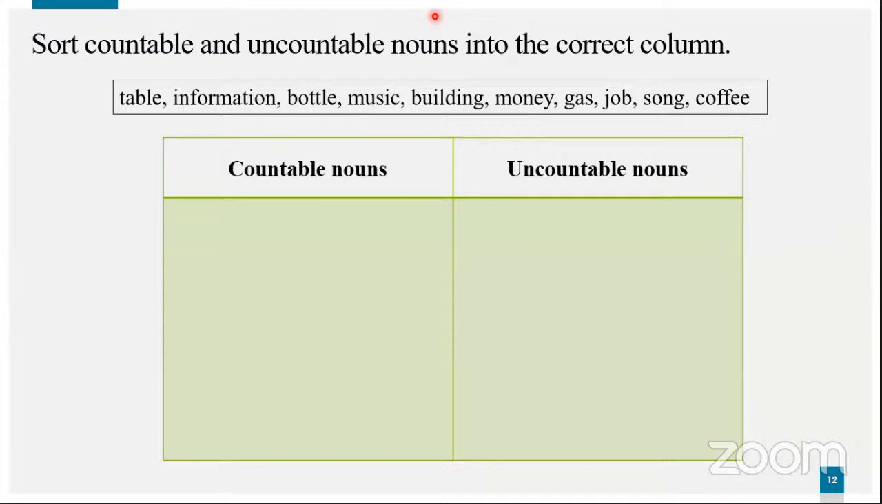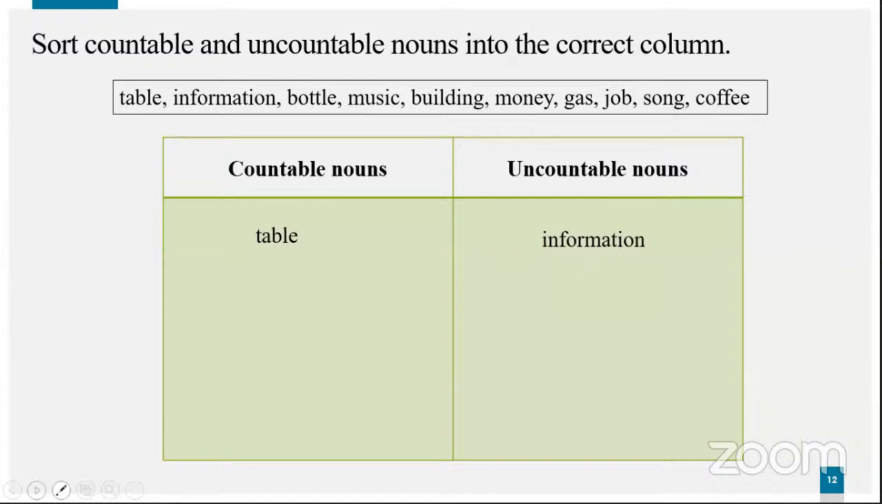Okay, let's go to the answers. I will disable the chat. Right, thank you very much for your answers. Okay, now look at the activity. The first one is table, right? We know we can count them. So we can write it in countable nouns, right? First one, countable nouns, table. Second one is information, right? Information, we can't separate them into ones, right? We know it's an uncountable noun, information.